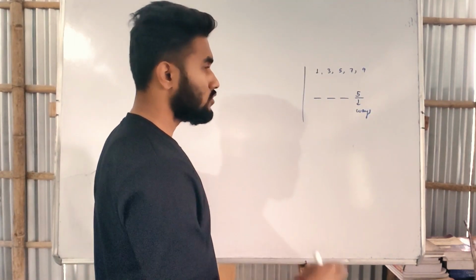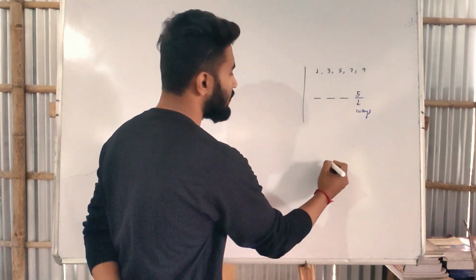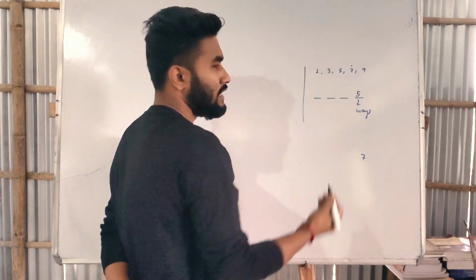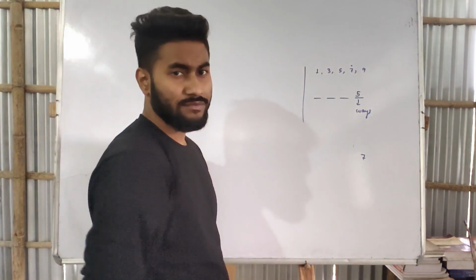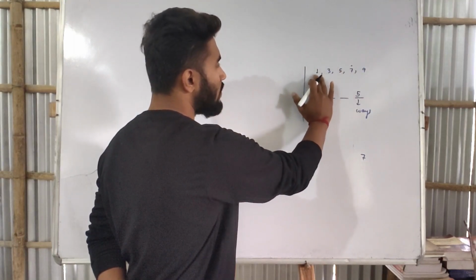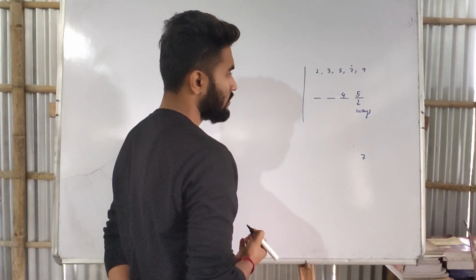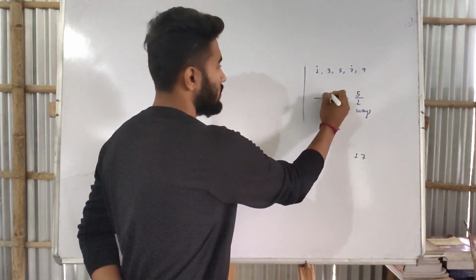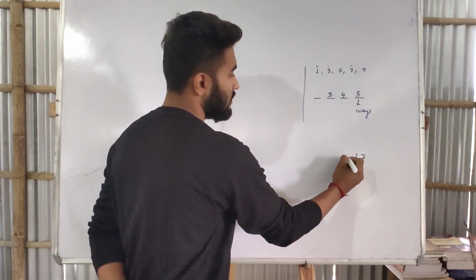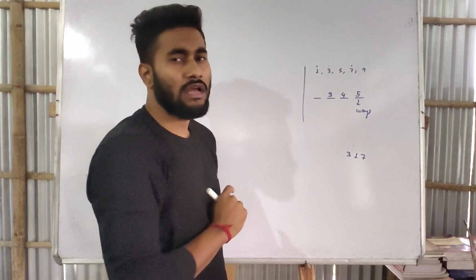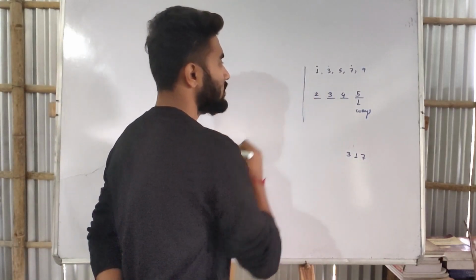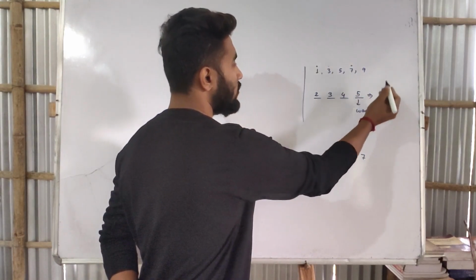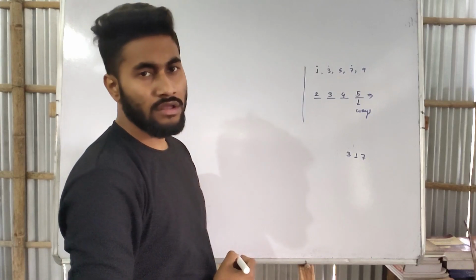Since repetition is not allowed, say I have filled up 7. Obviously 7 is gone, so now the tens place has 4 ways. Say for example I have filled it with 1. How many ways for the hundreds place? 3 ways. Say the digit 3. And how many ways for the thousands place? 2 ways. So the final answer is you have to multiply 2 into 3 into 4 into 5.